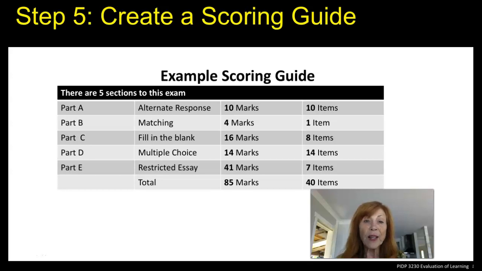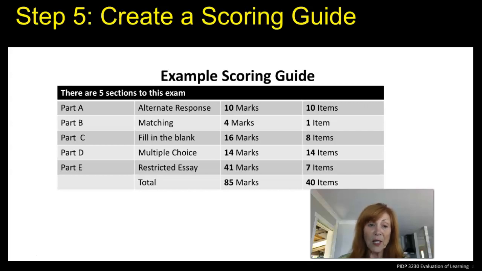Creating a scoring guide is step 5 in designing a knowledge assessment instrument. What a scoring guide does is articulate to the learner the number of items on the exam or quiz and the value they have. It helps the learner decide where they want to start on the test. When you're creating a scoring guide, this will go on the cover page of the exam. It's an important piece for any exam because it informs the learner what to expect in the exam.